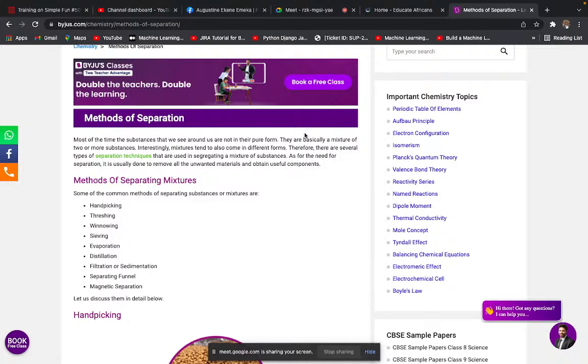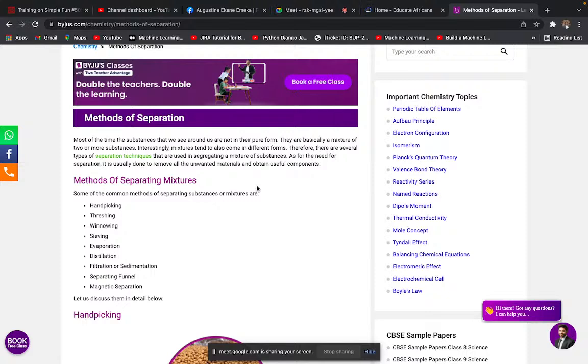Now, very importantly, the learning outcome for today is that after today's class, I'm going to be asking you guys to define separation technique for me. That is number one. Then number two, you're going to list the separation techniques that are available and tell me the kinds of mixtures that can be separated with such separation techniques. Okay, so you can see the resources I'm using to teach today.